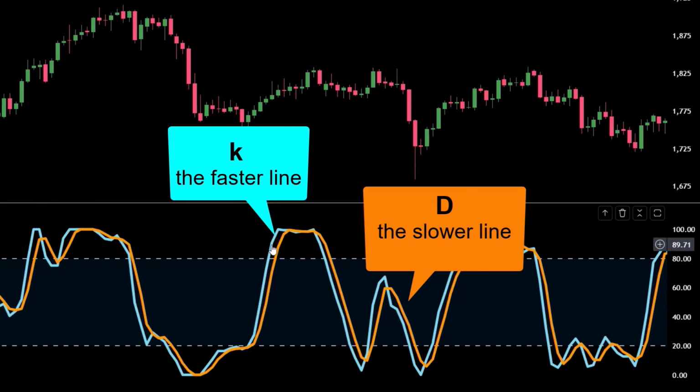The K line is the fast line. It reacts quickly to momentum changes. The D line is slower and smoother. It follows the K line and helps confirm the signal. Think of them like two moving lines racing each other.